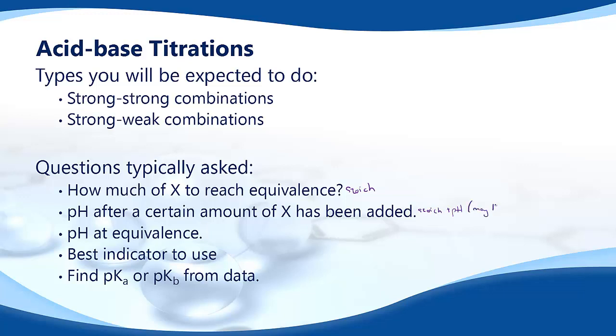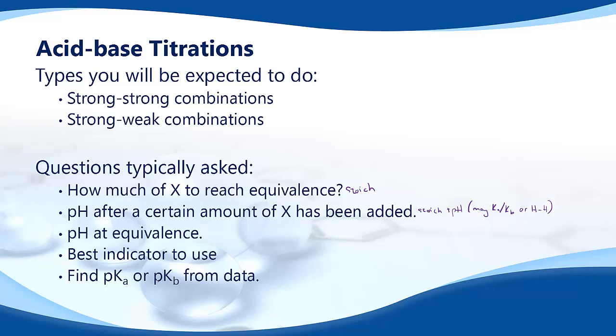May involve Ka, Kb, or Henderson-Hasselbalch. So you may have to use one of those to figure it out. The pH at equivalence point, and again, I'll show you how to calculate that a bit later. Which indicator you want to use. There are a bunch of different chemical indicators that you can use for this. And how to find pKa or pKb from the lab data. This is actually a really easy thing that is extremely important when you do calculations, and everyone always overlooks this.